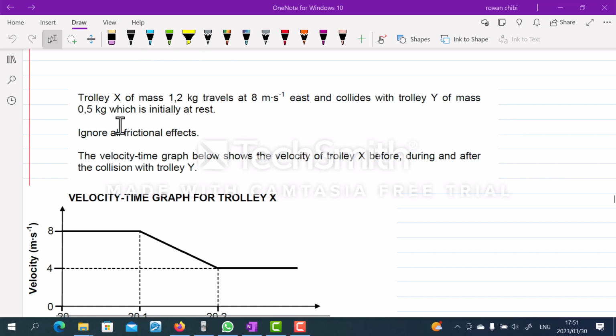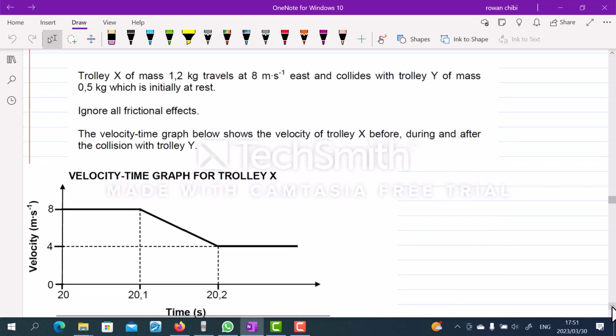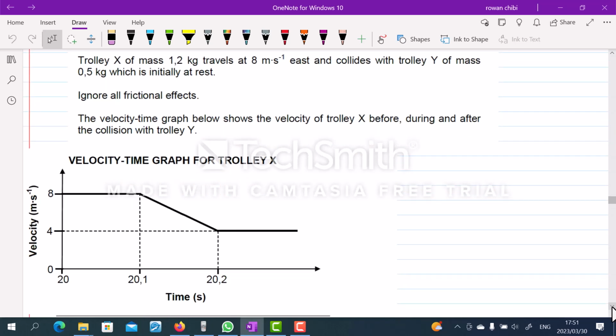Okay, now we are doing question 4, which is momentum. Also November 2022. So let us read. The statement says you have trolley X of mass 1.2 kg traveling at 8 meters per second east and collides with trolley Y of mass 0.5 kg, which was initially at rest. Ignore frictional effects, and then the velocity time graph below shows the velocity of trolley X before and after the collision with trolley Y.